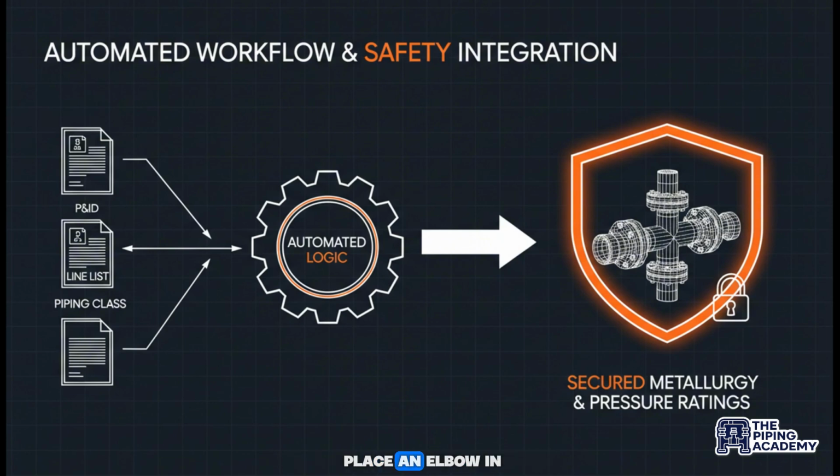When you go to place an elbow in the model, the software only gives you the specific elbow that's defined in that A1A class. You don't have to browse a catalog. There's no chance for you to pick the wrong one. This trio, the P&ID, the line list, and the piping class, it works together to automate the safety of the pressure boundary. And what that does is free you up to focus on the hard part, the geometry, the layout, all while knowing that the metallurgy and the pressure ratings are already locked in and secured by the engineering data.